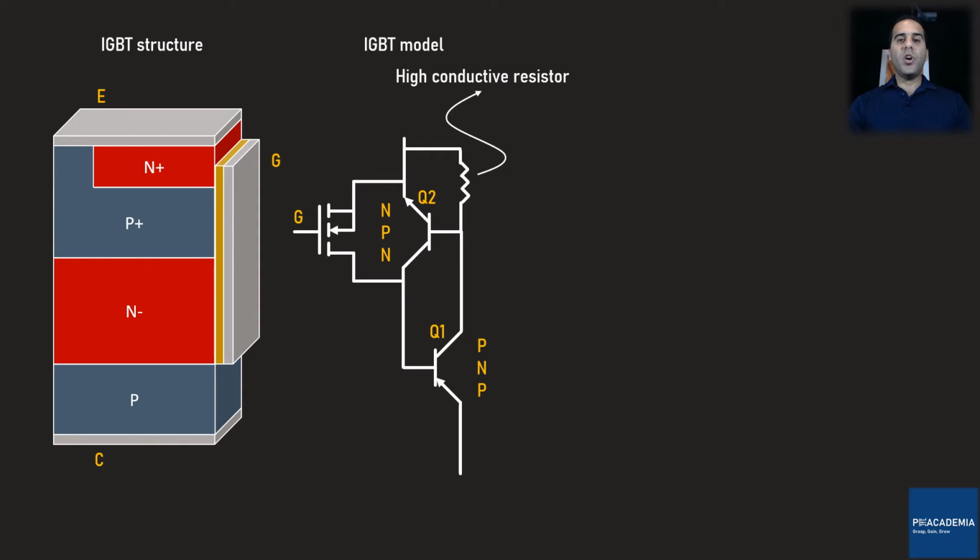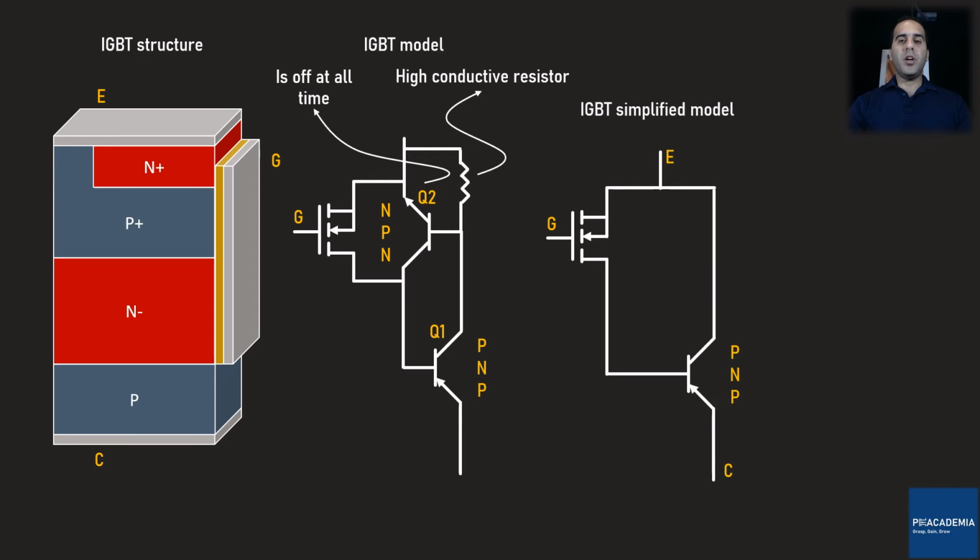Since the conductivity of Rs is large enough, it keeps Q2 in the off state all the time and connects the collector of Q1 to the emitter terminal. As a result, we can come up with a simplified model of the IGBT. In circuit designs, we normally do not use the IGBT model, we rather use its symbol.